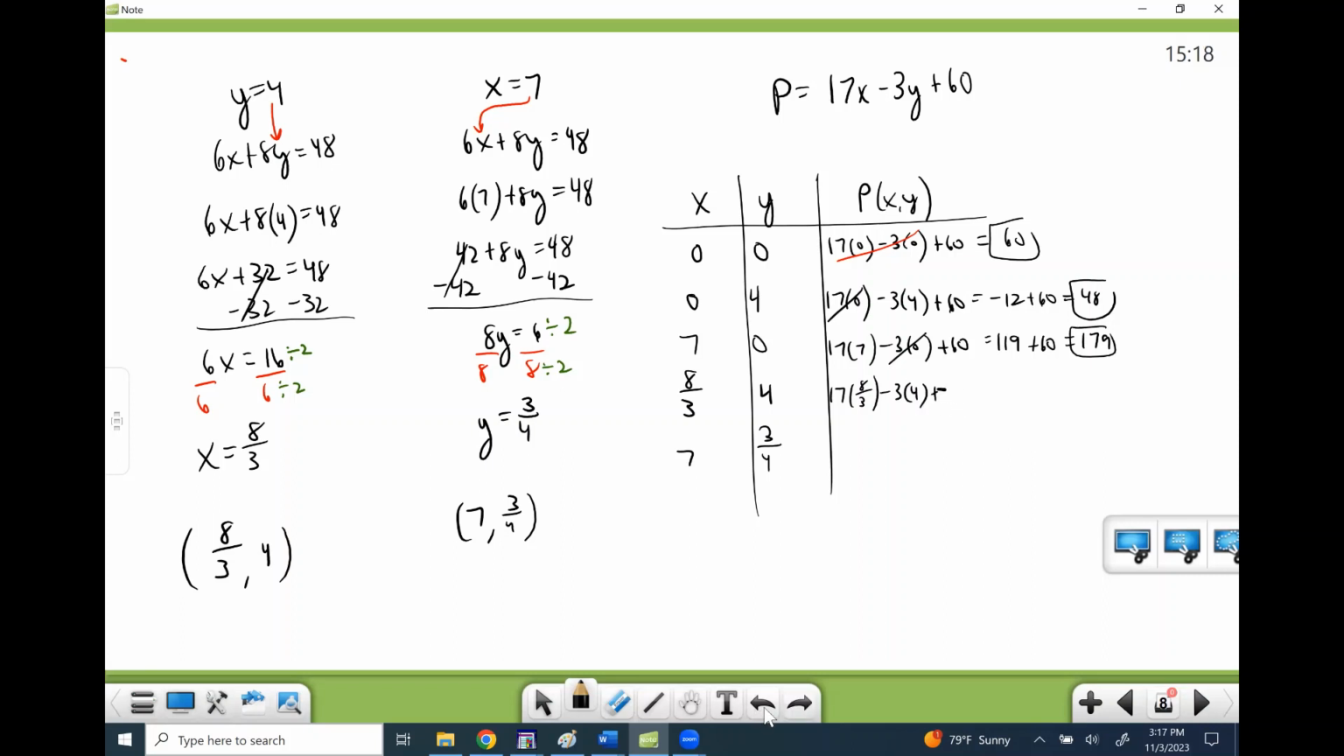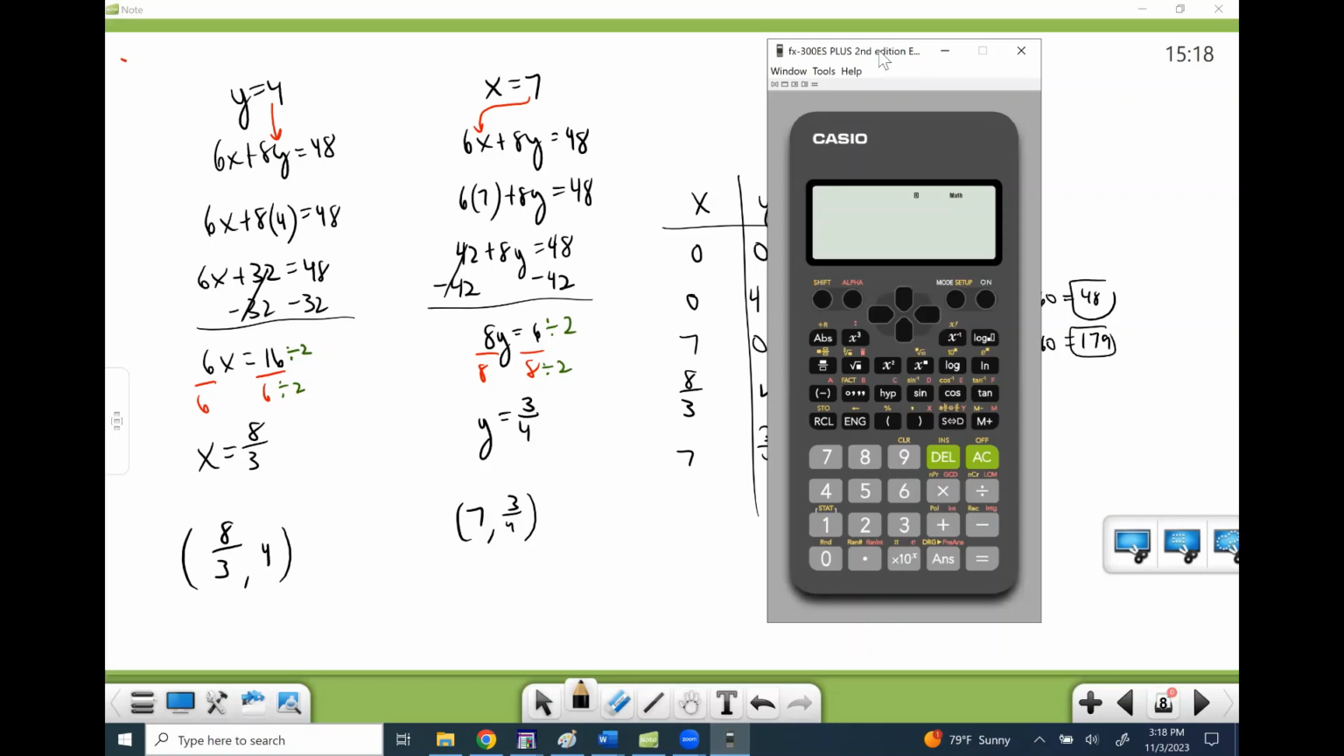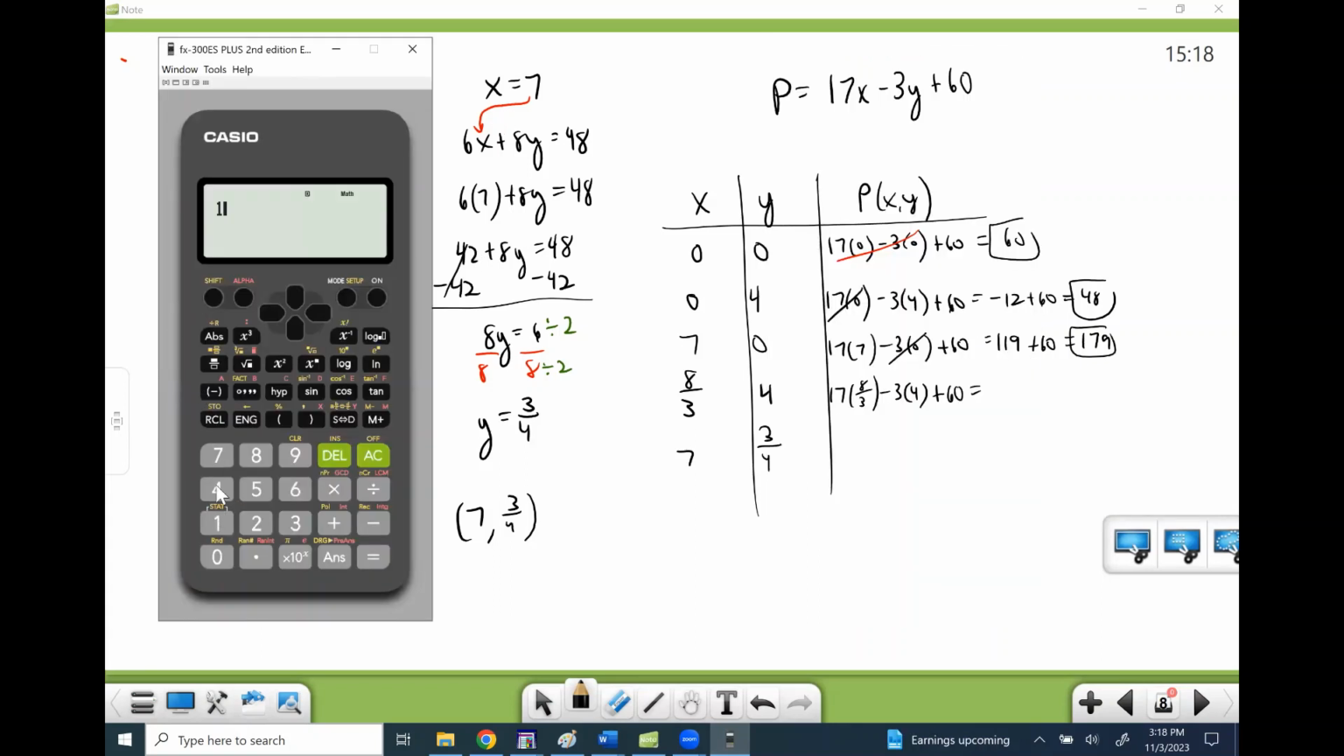Sorry, that's a little bit ugly. There we go. So I'm going to get out my trusty calculator for this one because it's starting to get hard here. I'm trying to do this by hand in this massive problem. So let's see here, 17 times 8/3. Oops, I forgot the 7 and the 17. All right, 17 times 8/3 minus 3 times 4 plus 60.